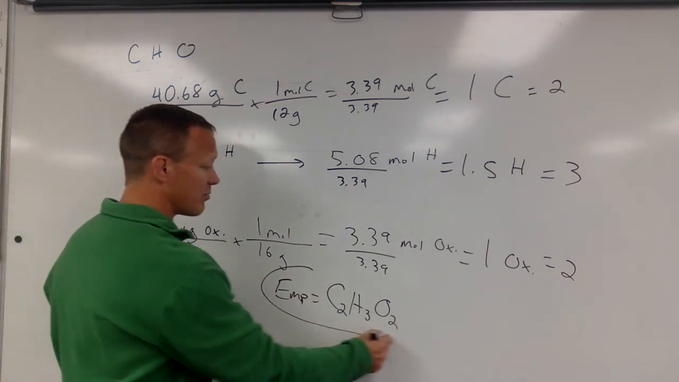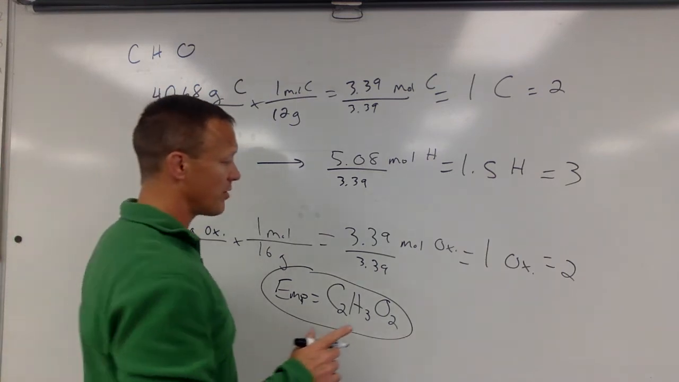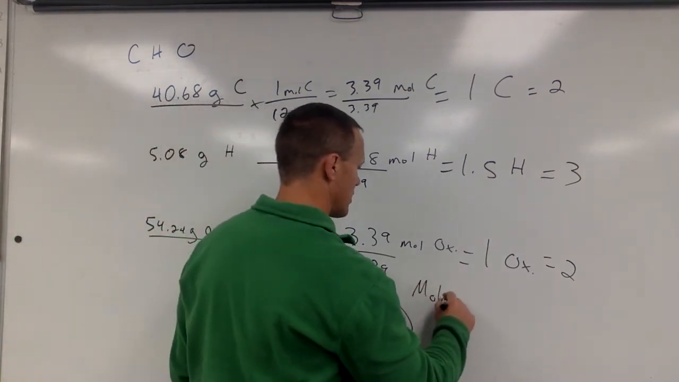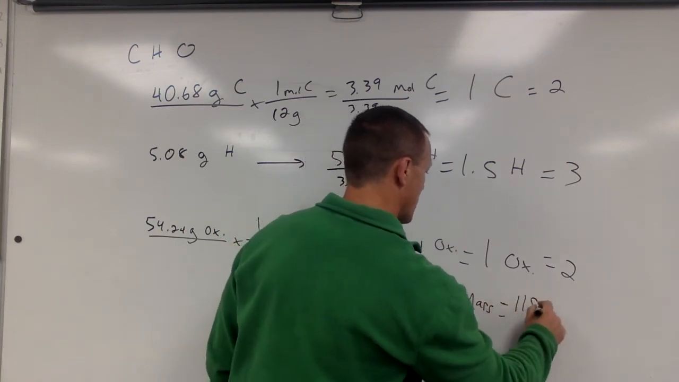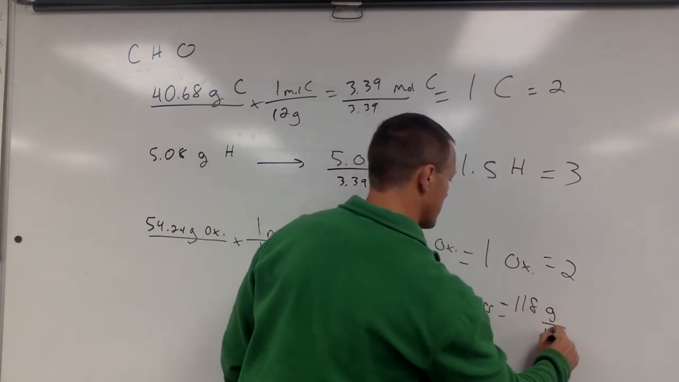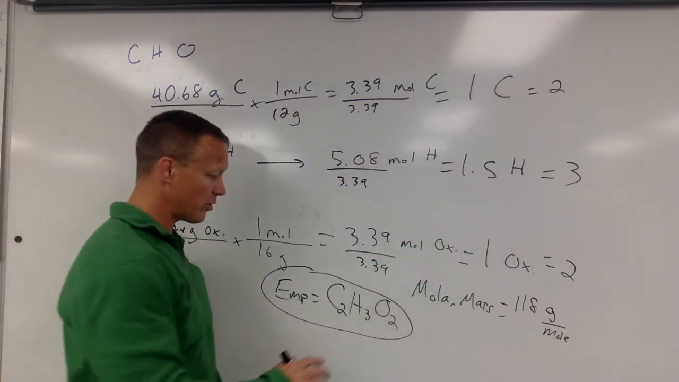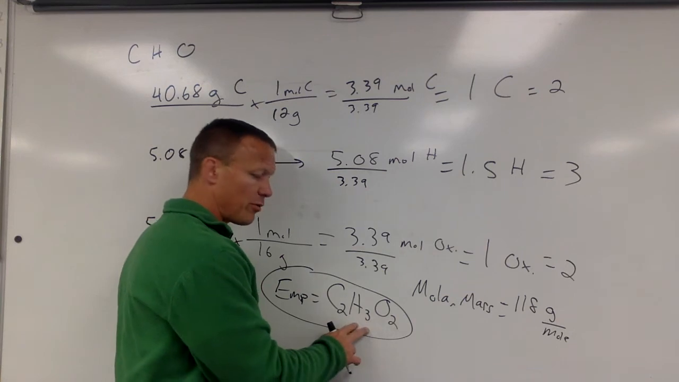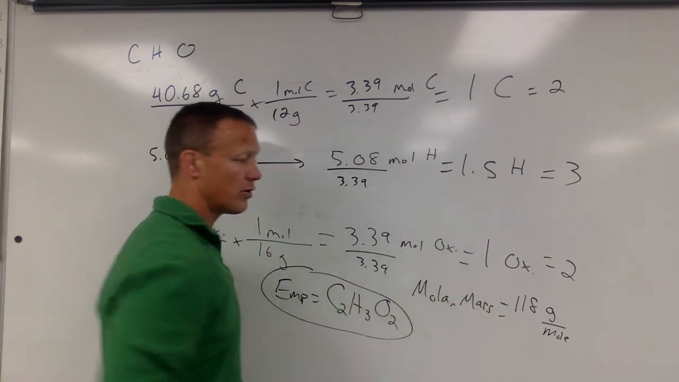That does not mean that is the molecular or the real formula. But it tells you in the problem that the molar mass of the real compound is 118 grams per mole. Well, you typically have to double or triple or quadruple the empirical to get to the molecular.